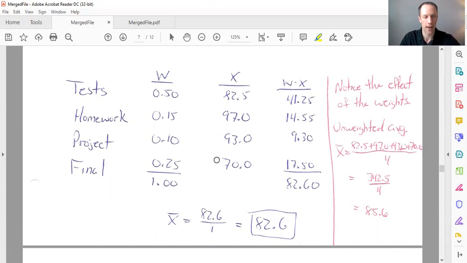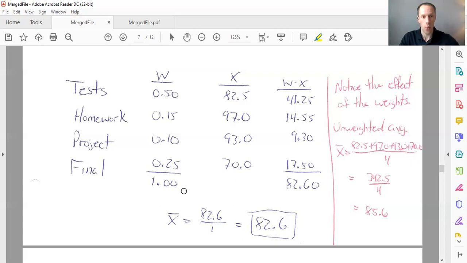Now to calculate the weighted average, I have to take each weight times its corresponding data value. So for the test, 0.50 times 82.5 gives me 41.25. For homework, 0.15 times 97.0 is 14.55. For the project, 0.10 times 93 is 9.3, and the final exam, 0.25 times 70 is 17.5. So I can add those numbers up, which gives me 82.6, and then divide by the total amount of weight, which in this case adds up to 1. So 82.6 divided by 1 is still 82.6.